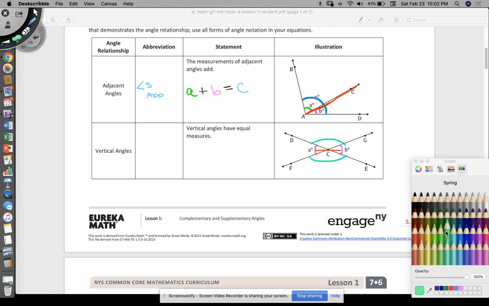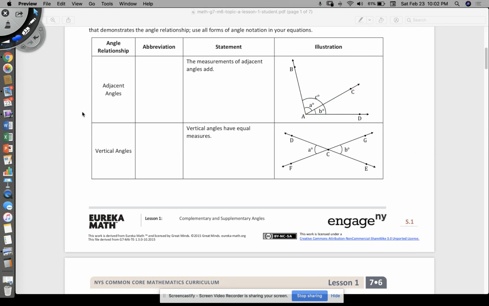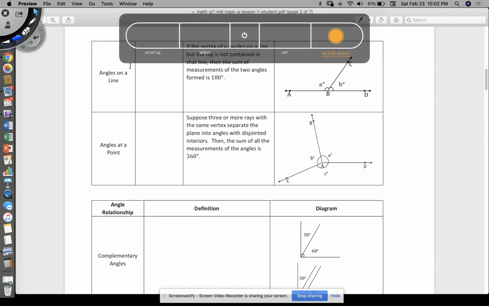And the cool thing about vertical angles is whatever angle A is, it's the same as B. So we just say A equals B. And then we would just write vertical angles as the abbreviation if we were writing that a little faster. Let's look at the ones below.